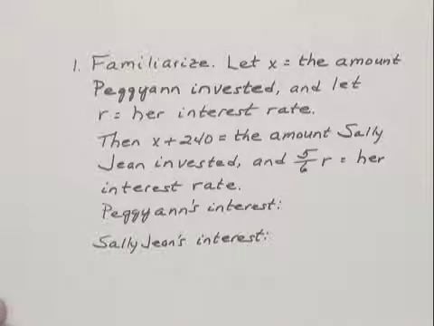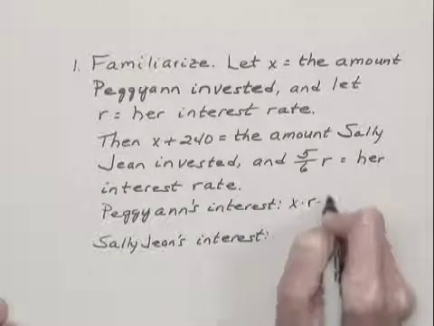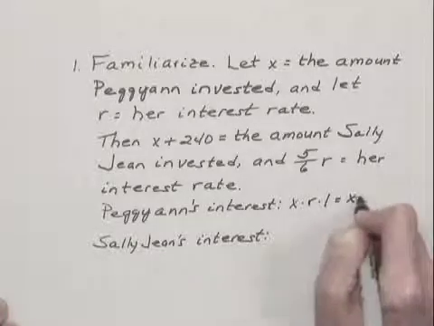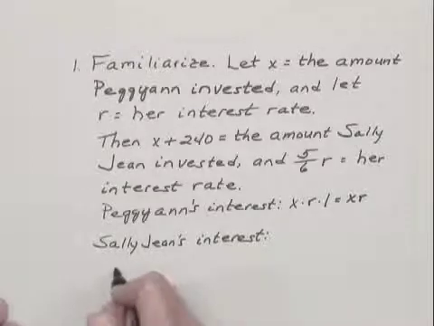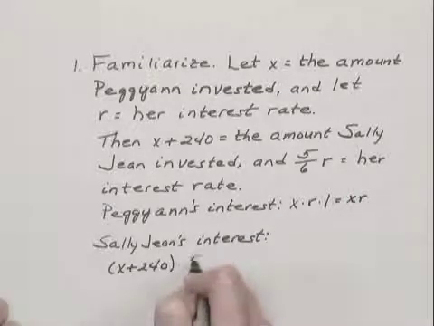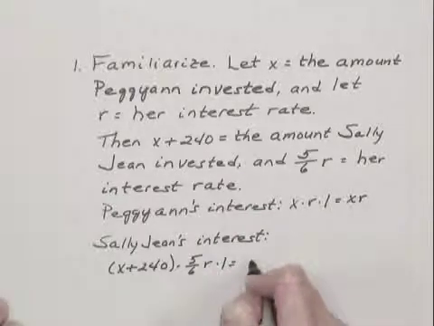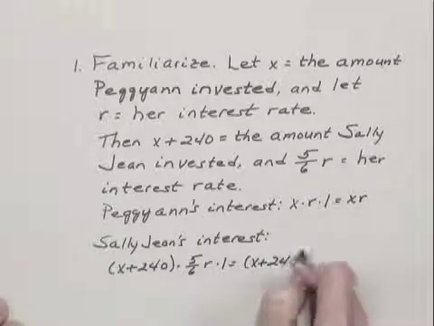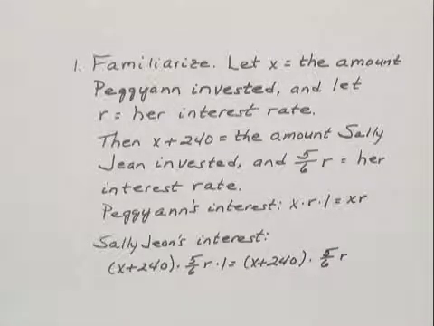Now, the amount of interest that Peggy Ann is going to earn from her investment is the principal x times the interest rate r times the time of the investment, which is 1 year, or just x times r. And the amount of interest that Sally Jean will earn is also her principal, which is x plus $240, times her interest rate, which is 5/6 times r, times the time, which is 1 year, or just x plus 240 times 5/6 r. Now, let's use this information to translate to a system of equations.